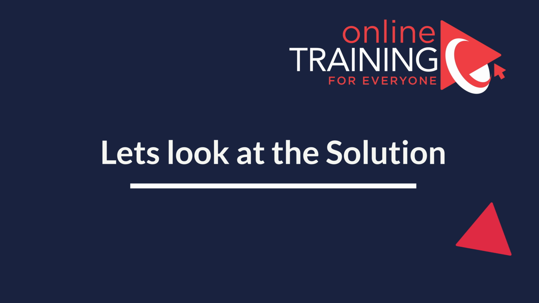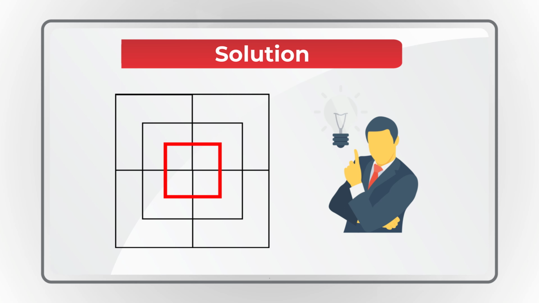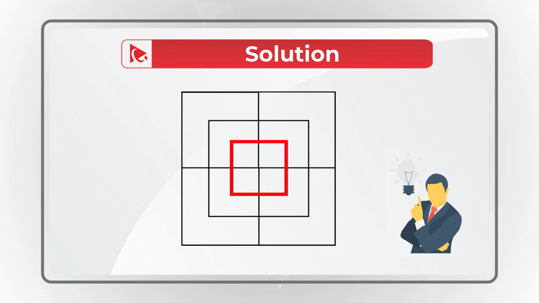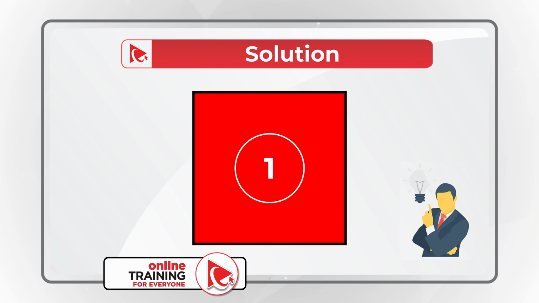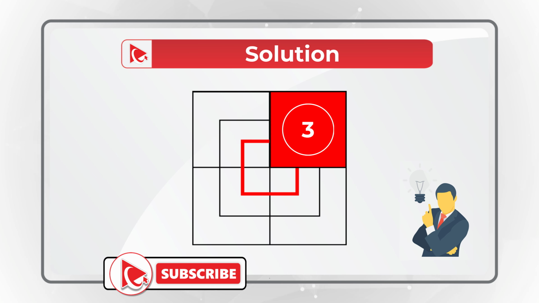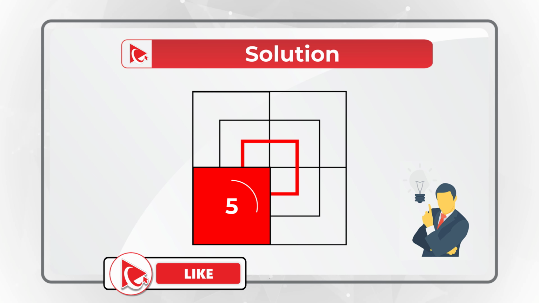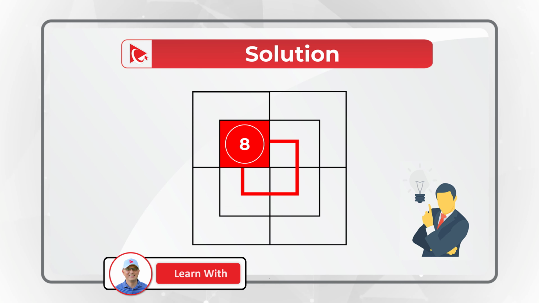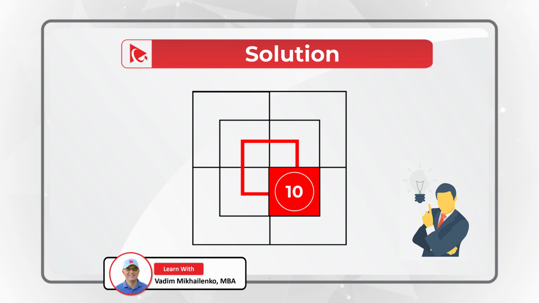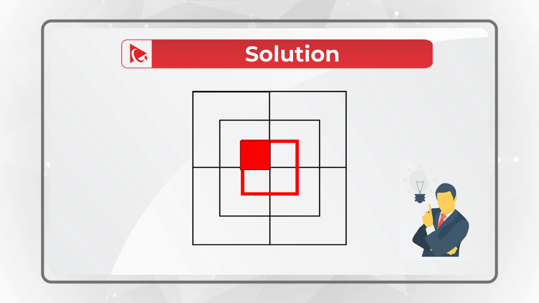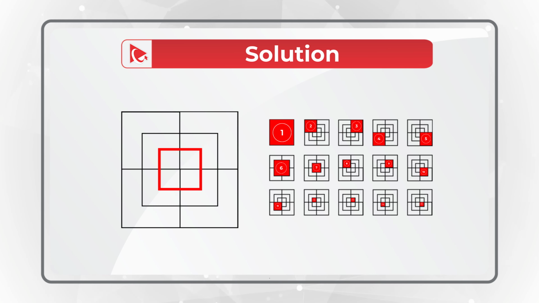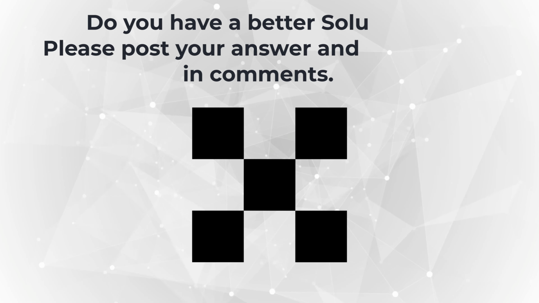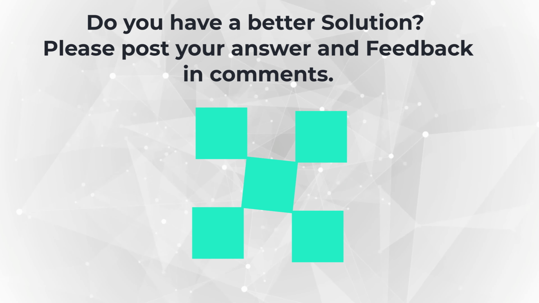Believe it or not, I counted 15 squares in this picture. Let me show them all to you. 1, 2, 3, 4, 5, 6, 7, 8, 9, 10, 11, 12, 13, 14, and 15. Did you get to a different number? Please correct me and post your solution in the comment section of this video.